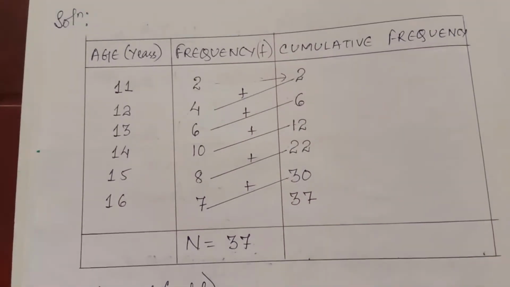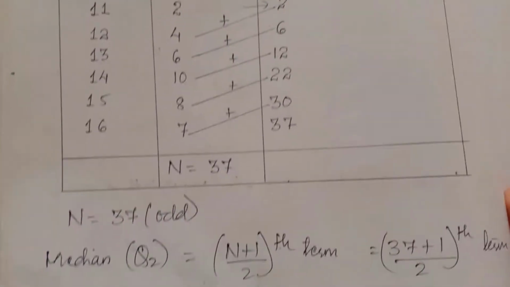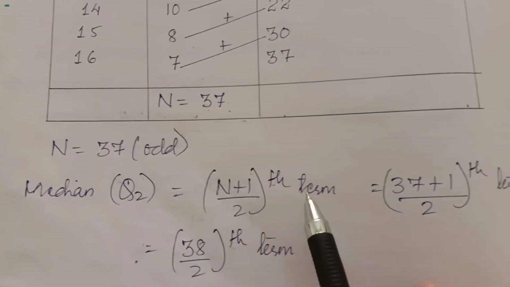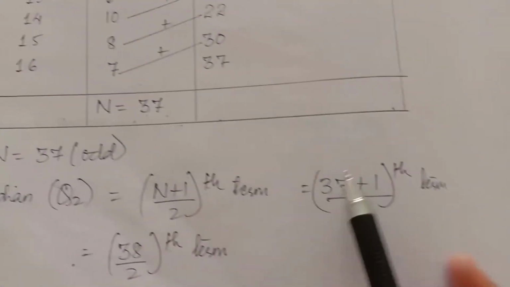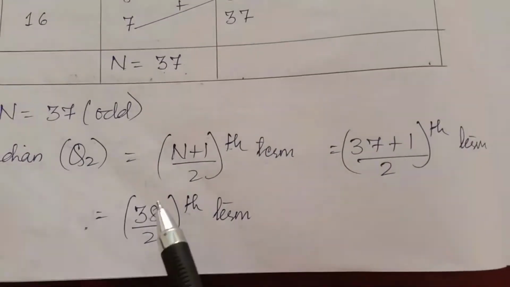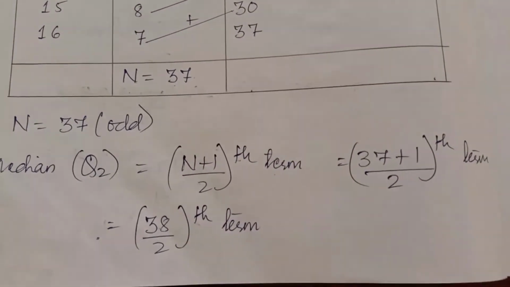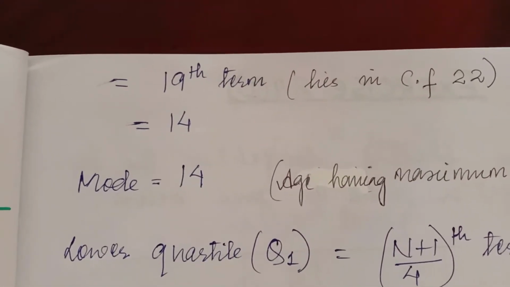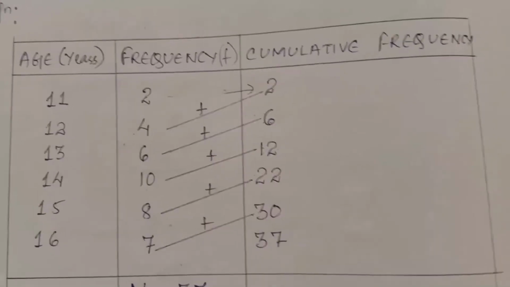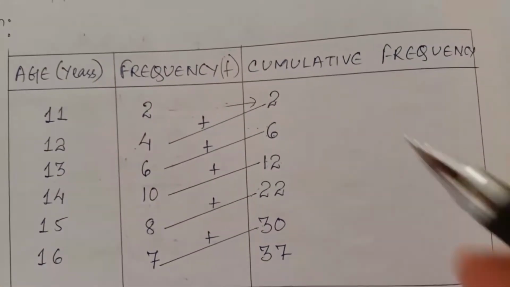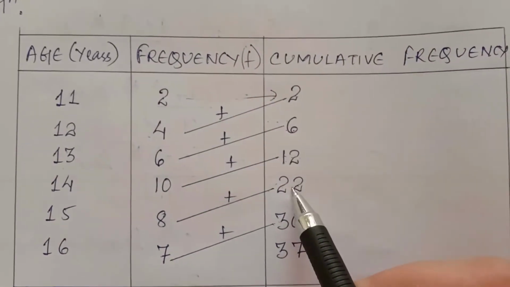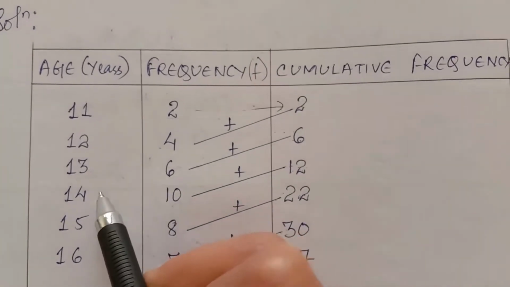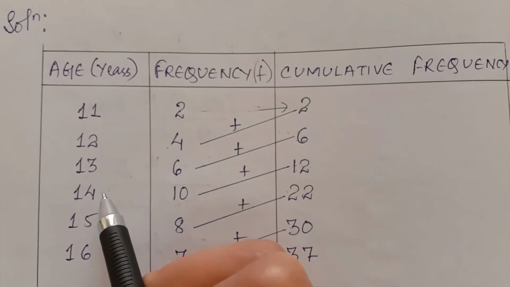Now we have to find the median. For this table, it is odd, no? So the formula is the (n plus 1) by 2th term. n is 37, 37 plus 1 is 38, and 38 by 2 is the 19th term. So the median is the 19th term. Which one is your answer? We have to check that. We don't have 19 in the cumulative frequency, but 19 lies between 12 and 22. In between 12 and 22 you take the greater number. So the answer is 14. This is your median, 14.